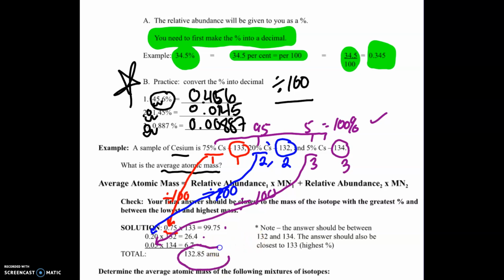When I add those together, take a second right now, try it on your calculator if you don't believe me. You're going to get 132.85 AMU. That is the weighted average. Now, no one cesium atom has this mass. But it's a really useful number for us because it is the weighted average of all the cesium.